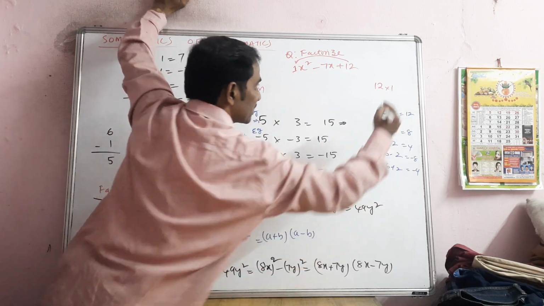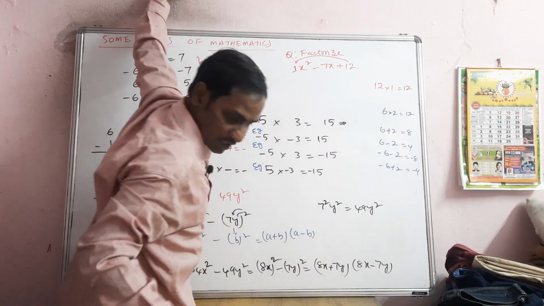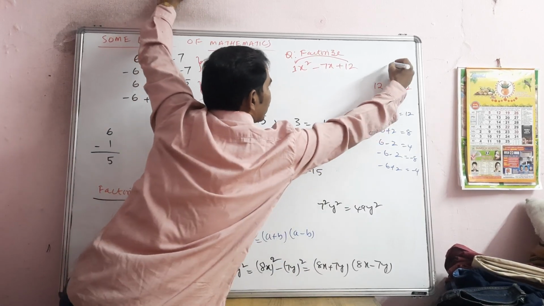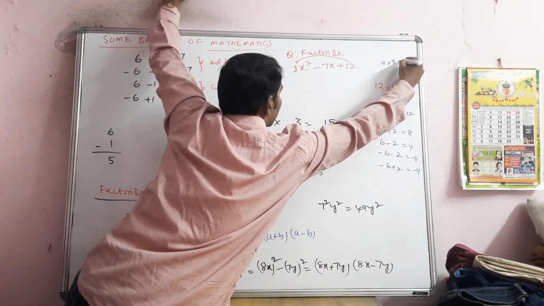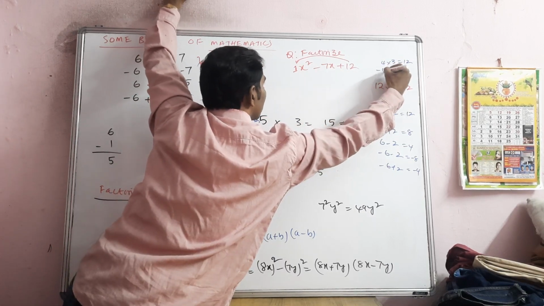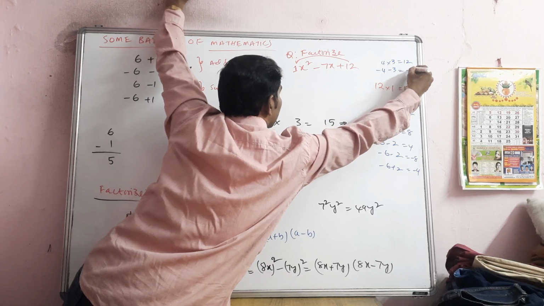So what you do, factors of 12 you take 4 and 3. If I take 4 and 3, I'm getting 12, correct. But how should I get minus 7? So what I will do, I will write minus 4 and minus 3. Then I will get minus 12, right?